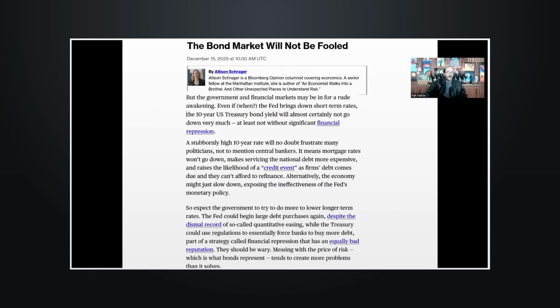So let's read. But the government and the financial markets may be in for a rude awakening, even if, when the Fed brings down short-term rates, the 10-year U.S. Treasury bond yield will almost certainly not go down very much, as it never has, as I just showed you in that chart before of the red and the blue lines. They go in opposite directions, at least not without significant financial repression.